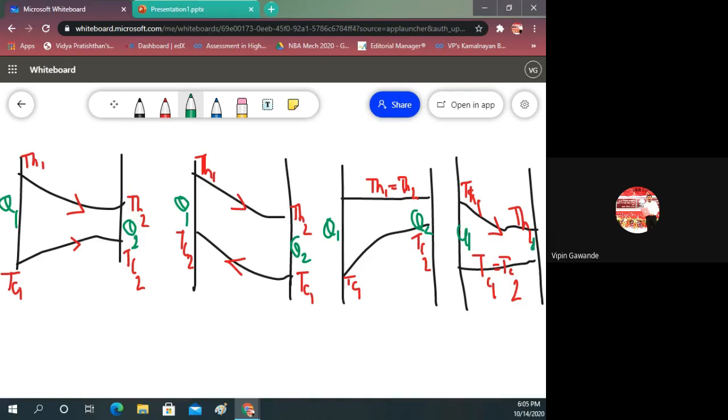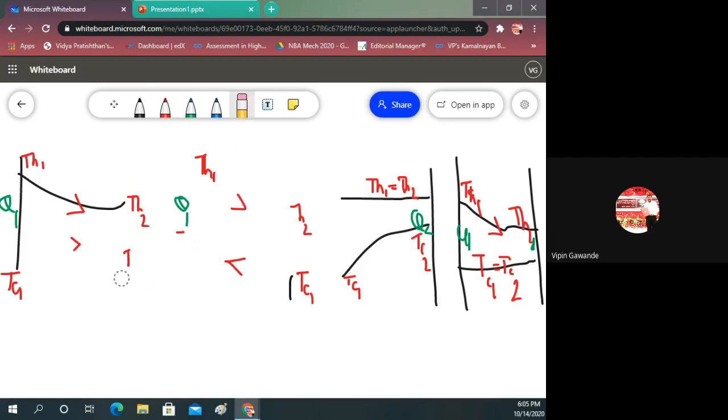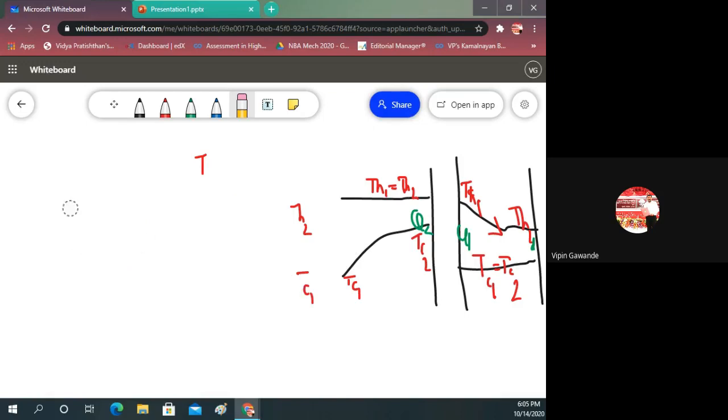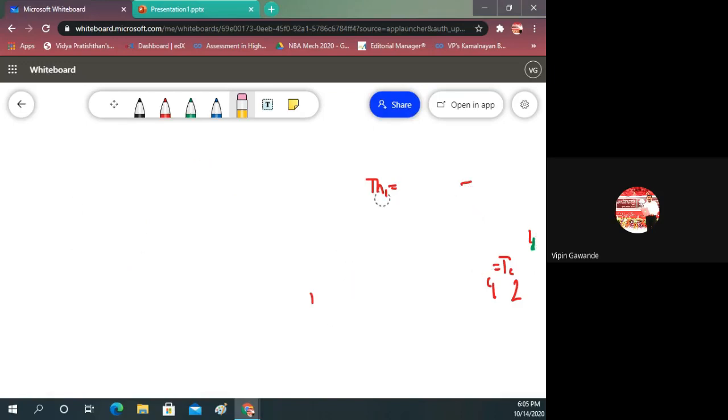If you remember this one diagram, you can solve any problem from the condenser in the GATE examination. This is very simple. Just remember the concept. That will help you to solve the questions in the examination. We have come up to here.